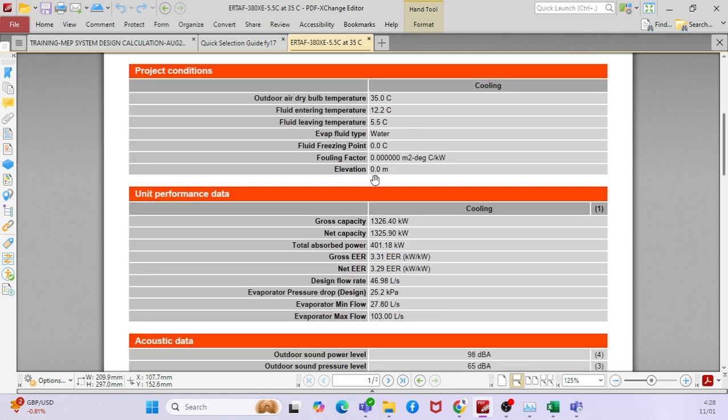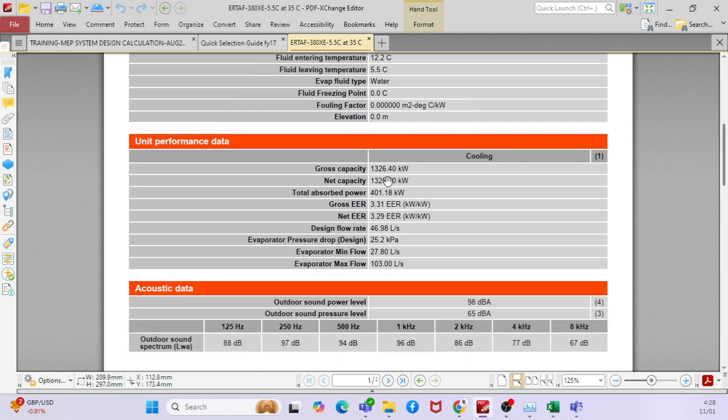Then you have elevation, which is very important, 0. This also you have to properly select, because when you are working for a global company, you have different countries. When you do the project, different countries have different elevations that you can find out based on the ASHRAE Meteo software, the website. If you go to that website, you can go to that particular location and find out what the elevation is.